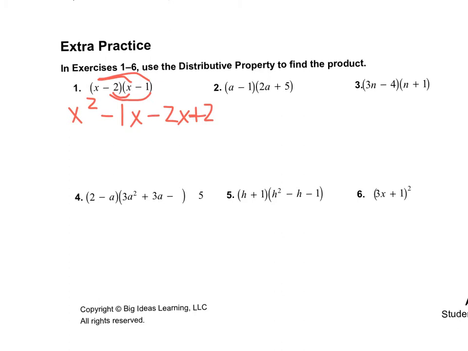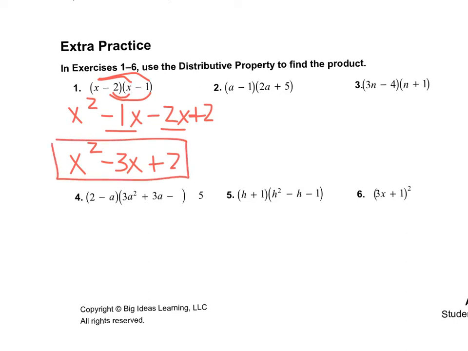Last thing I need to do before I finish this problem is combine like terms. Remember, x squareds and x's don't mix, but I can combine these two just regular x's in the middle. So x squared hangs out front. Negative 1x minus 2 more x's is negative 3x. And then I bring my plus 2 down. And that answer is done.